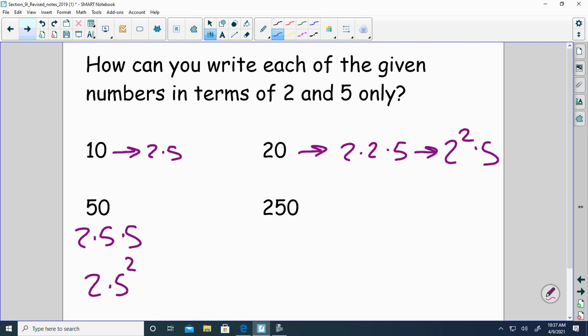And this is going to make sense in a little bit why we're doing it this way. 250 is 2 times 125. 125 is the same thing as 5 times 5 times 5. So I could write this as 2 times 5 to the third. And again, this is going to make more sense in a moment on our next slide.